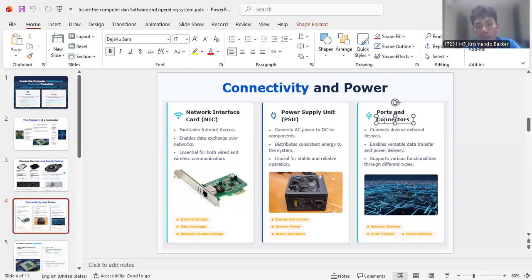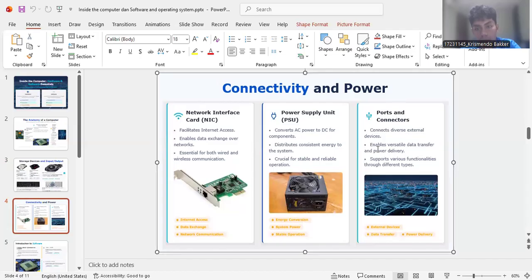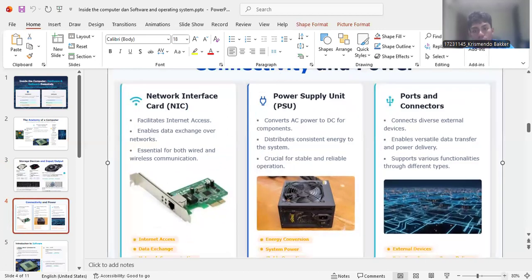And the next, ports and connectors. Connectors require external devices. The function, second, enables versatile data transfer and power delivery. And third, supports various functionalities through the different types.